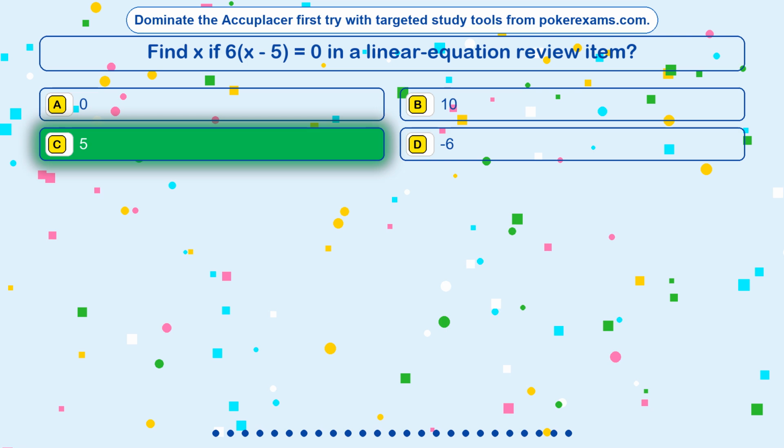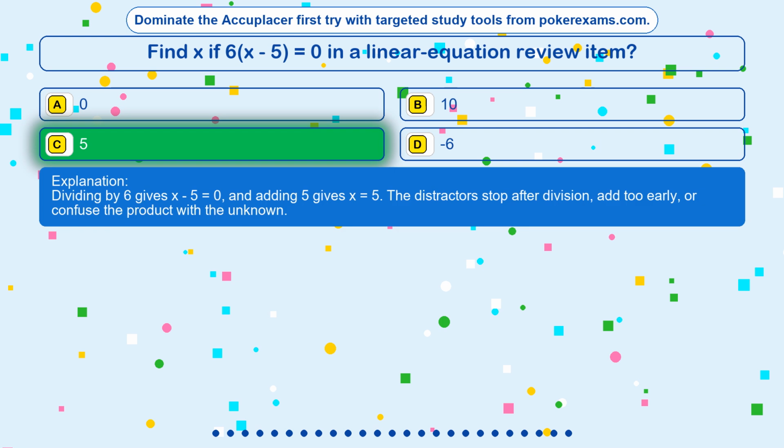The correct answer is option C, 5. Dividing by 6 gives x - 5 equals 0, and adding 5 gives x equals 5. The distractors stop after division, add too early, or confuse the product with the unknown.